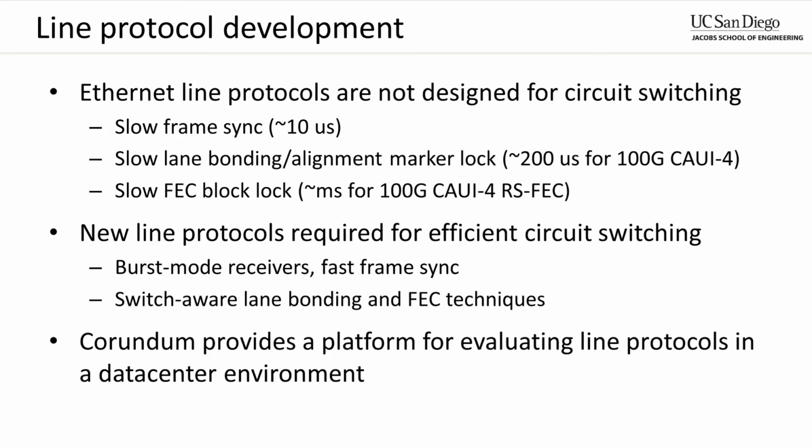For very fast switches, burst mode receivers and fast frame synchronization techniques are required. Lane bonding and FEC will require additional modifications to the line protocol and possibly knowledge of the switch schedule at the physical layer. Since Corundum provides direct access to the transceivers, it is possible to implement custom line protocols and evaluate them in concert with an optical switch in a data center environment.